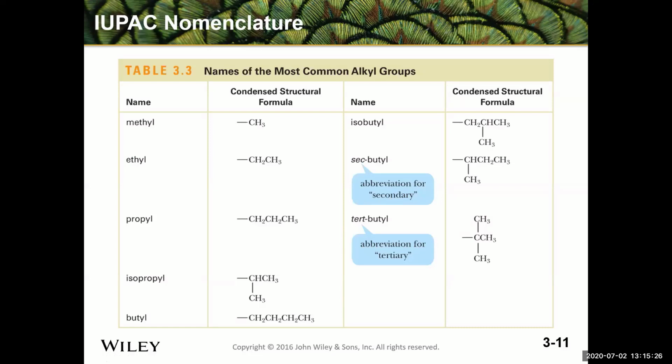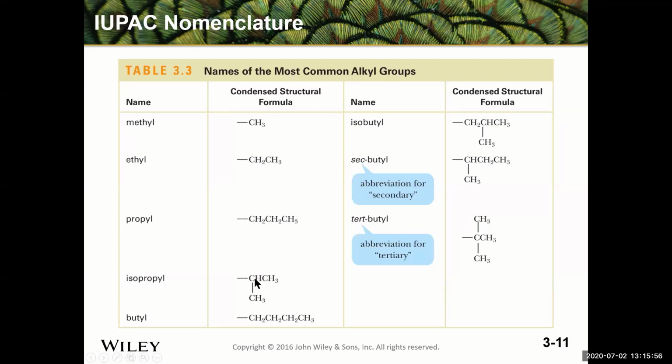Okay, so here are the names of some of the most common alkyl groups. And remember these alkyl groups are the branches off the longest chain, or the parent compound. We already talked about the methyl group based on methane. This is an ethyl group based upon ethane. You have a propyl group.